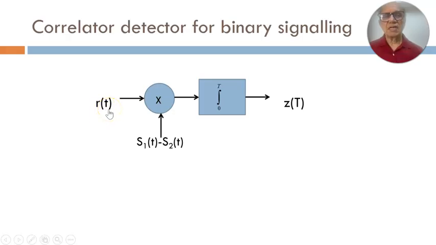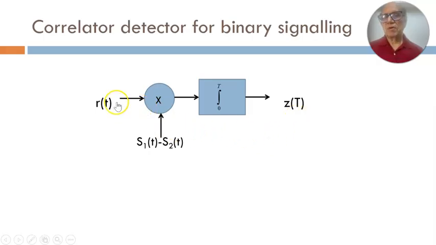r(t) is the received signal, which is either S1(t) or S2(t). And this is the multiplier. The other input to the multiplier is the difference signal S1(t) minus S2(t). So this of course has to be locally generated. And then the output of this product is integrated, and that is Z(T). Then this will be sampled and compared. We'll see that in a minute. But let us obtain the expression for Z(T).